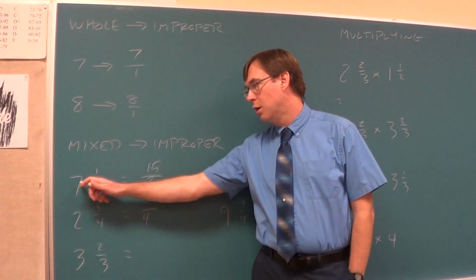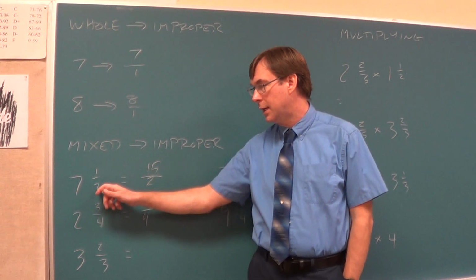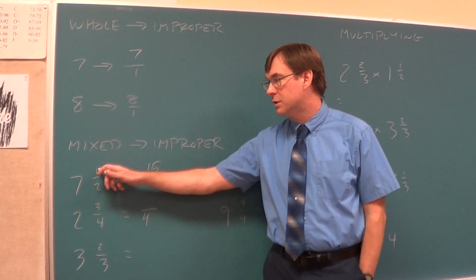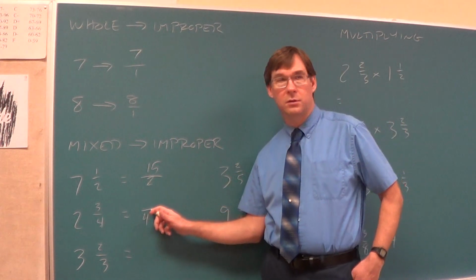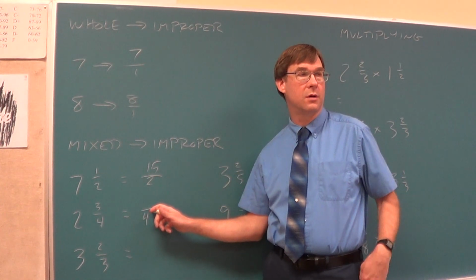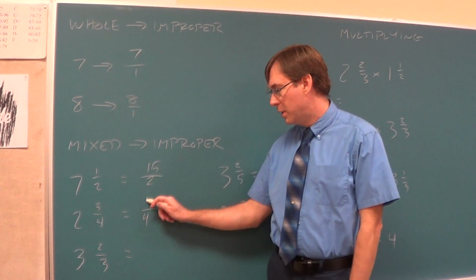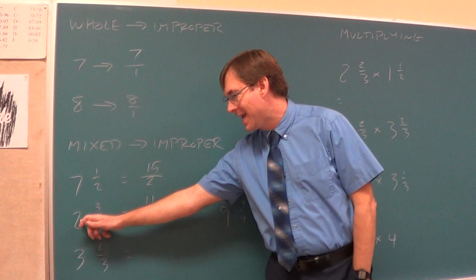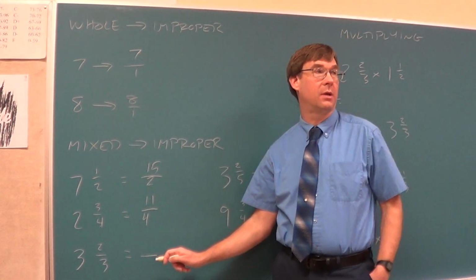But what we are going to do is multiply the whole number by the bottom to get us up to 14, and then add on those leftovers. Add on that extra 1 to get us up to 15. So 2 and 3/4, volunteer? 11 over 4. This times this is 8. Add that on. We got 11 over 4. Somebody else jump in?